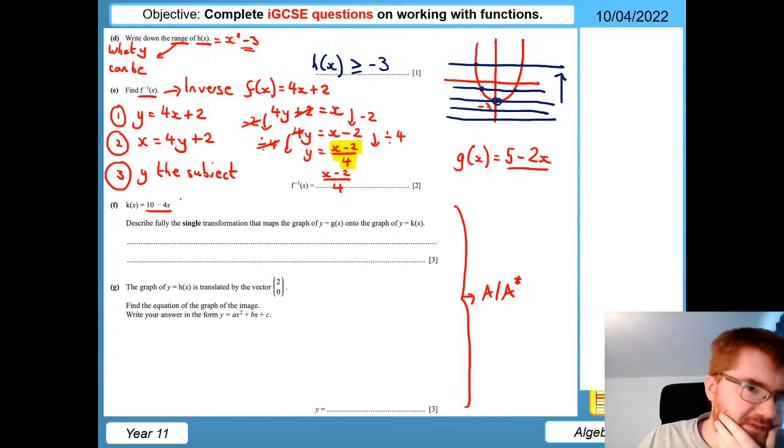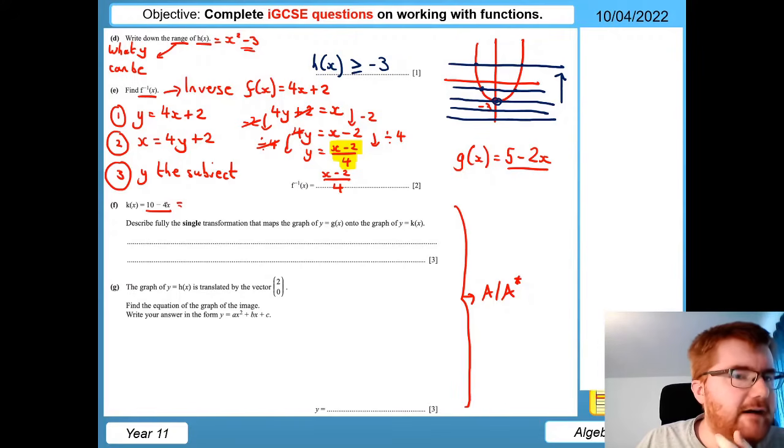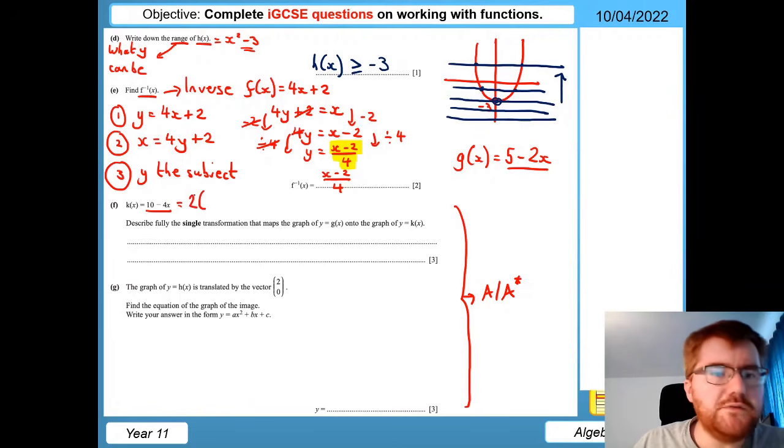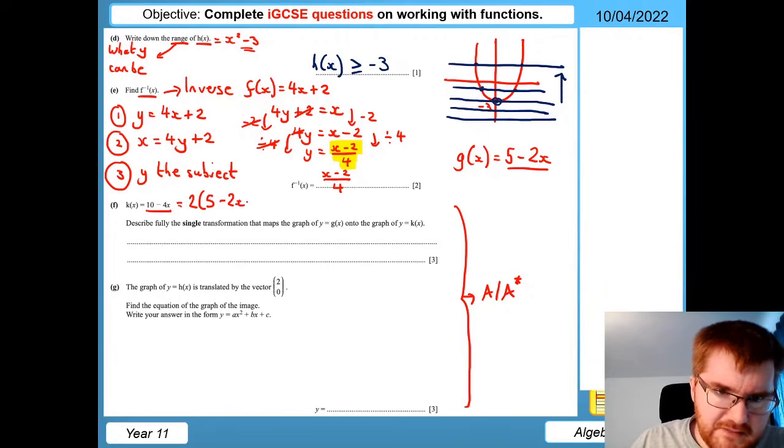The first thing that comes to mind here is actually, I can factorize this into a single bracket. I can take a factor of 2 out. So if I take 2 out, what do I multiply 2 by to give us 10? Well, 5. And what do I multiply 2 by to give us minus 4x? Well, that's minus 2x.